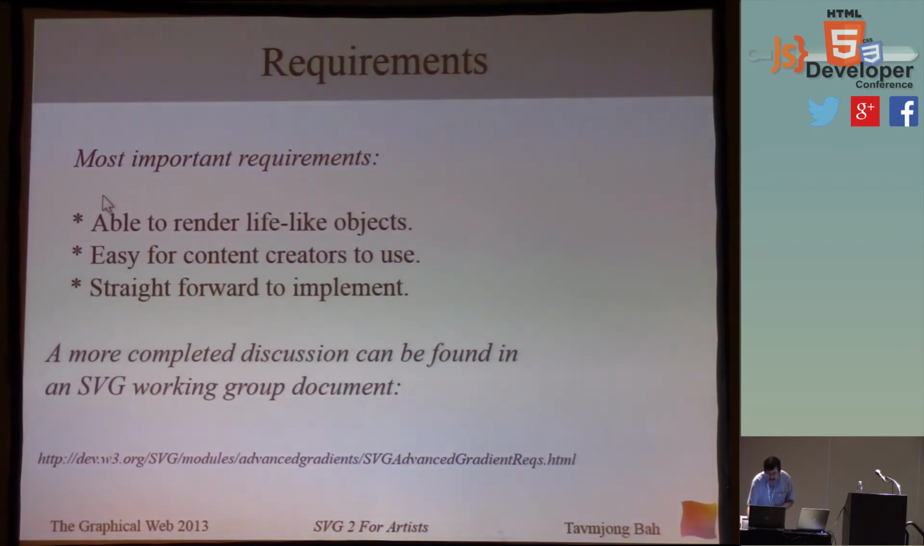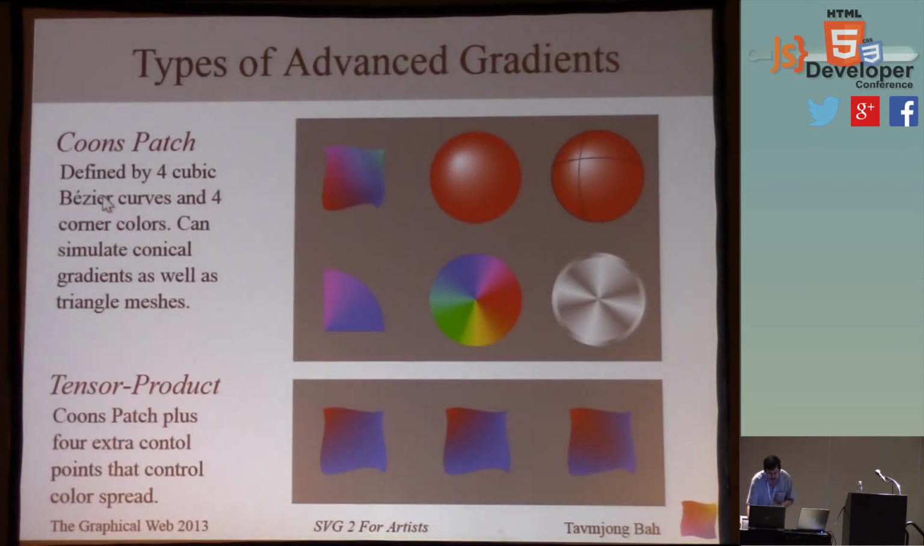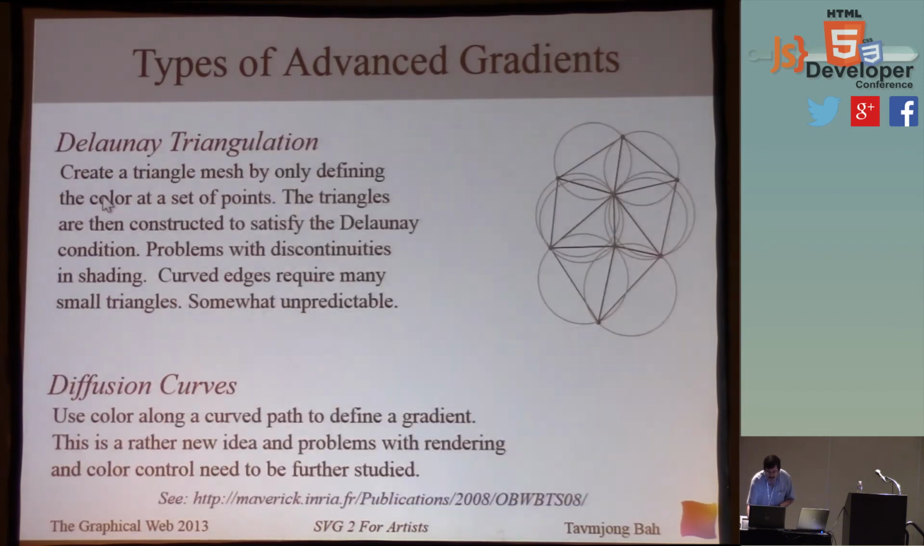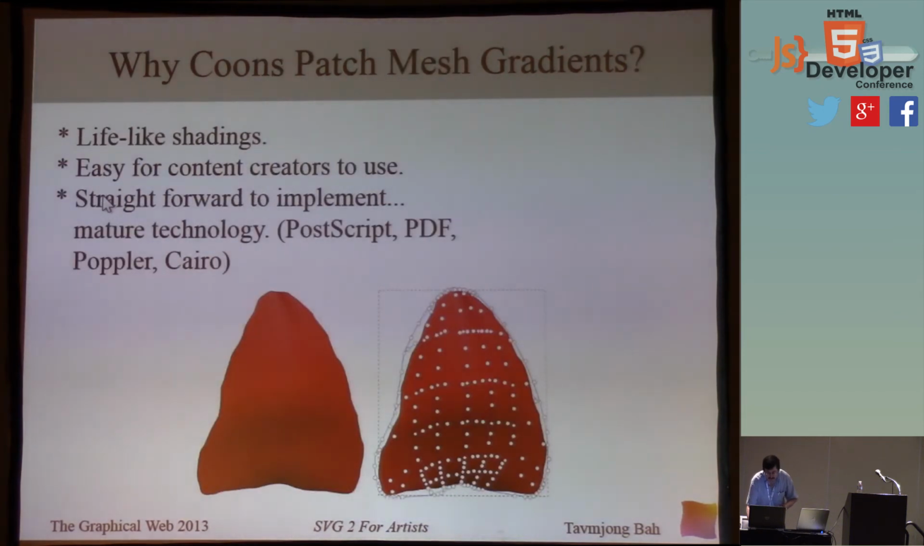Anyway, there are some requirements for what you need. I won't go through all the different types of gradients you can have, I'm running out of time. But we chose to have Coons patch mesh gradients. And these are nice. They're actually fairly easy for content creators to use, at least if you're using an Inkscape program. They're fairly straightforward to implement. And it's a mature technology. It's already in PostScript, PDF. There are open source libraries that support it, so you can see how to do it.